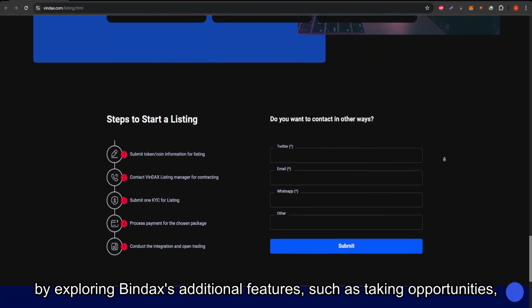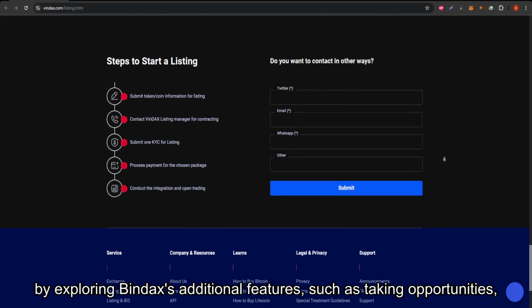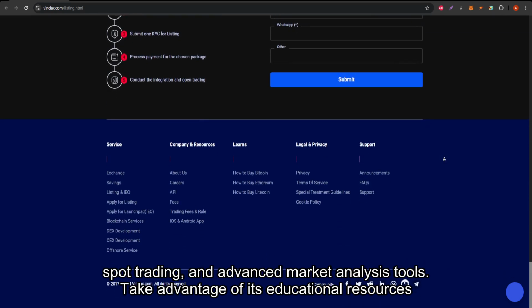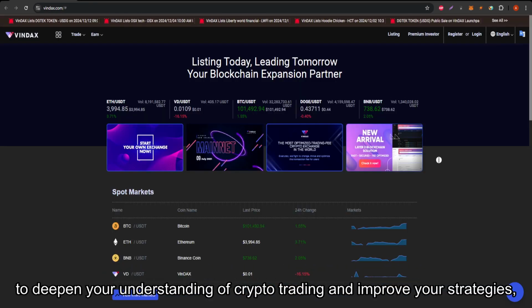Maximize your experience by exploring Vindax's additional features, such as staking opportunities, spot trading, and advanced market analysis tools. Take advantage of its educational resources to deepen your understanding of crypto trading and improve your strategies.